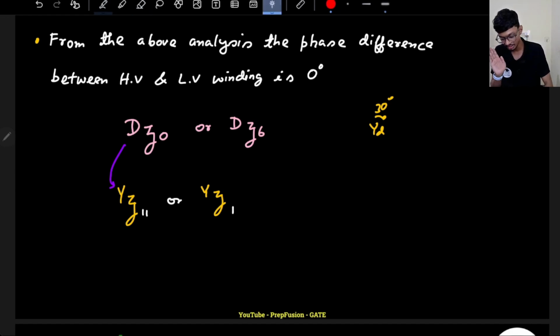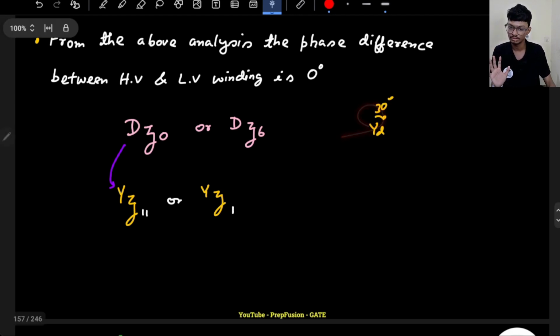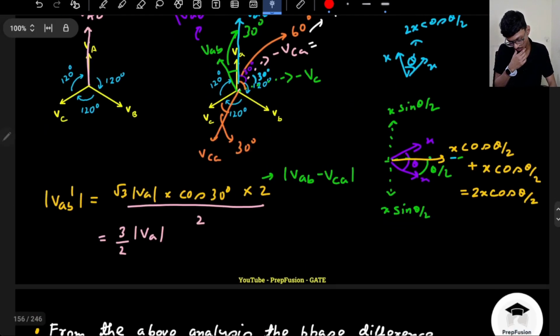Either it will be lagging by 30 degrees or leading by 30 degrees, because star additionally implements an extra 30 degrees phase difference, just like line voltage and phase voltage, where the phase difference is 30 degrees. Same here, right? So that is the main thing. I hope you have understood this.